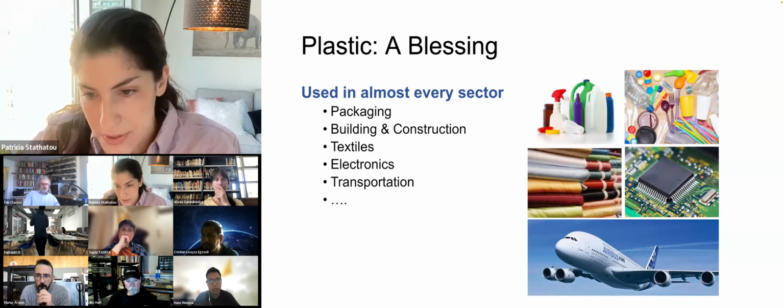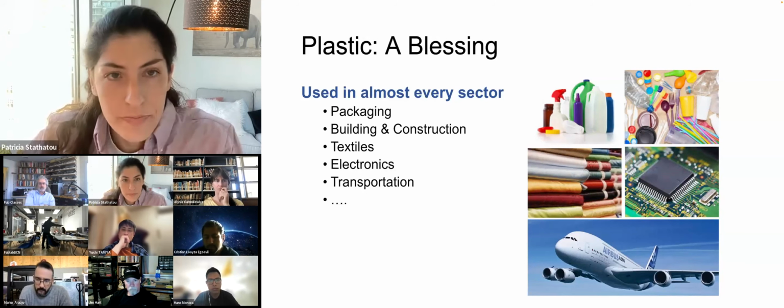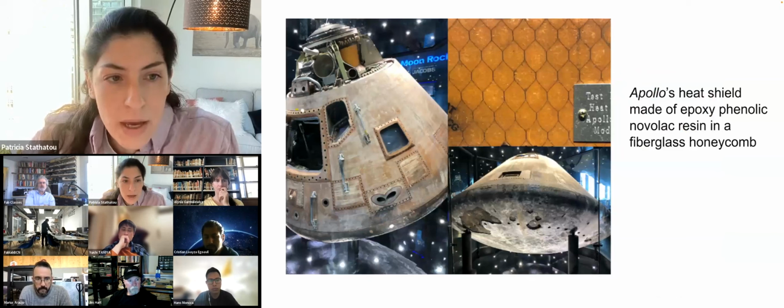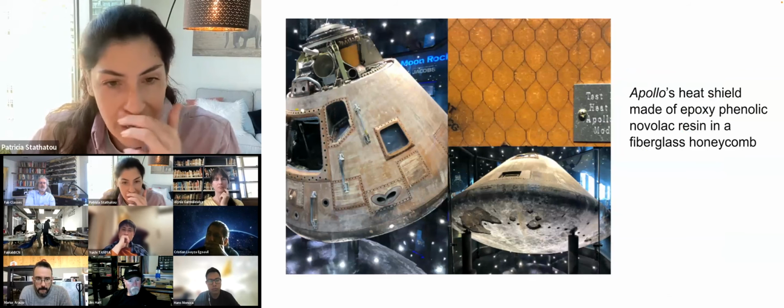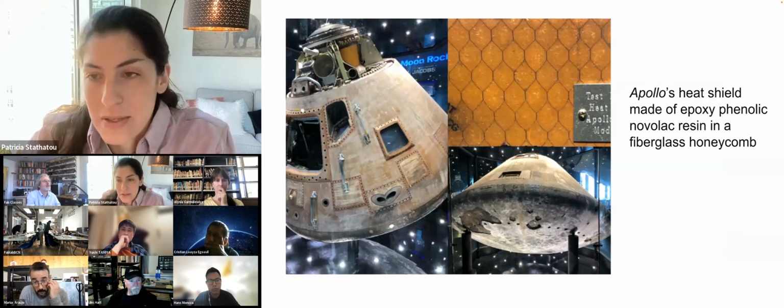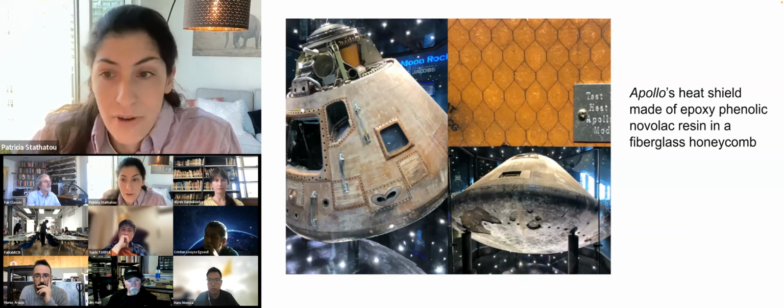You see here the Airbus A380. So 25% of its airframe is made out of plastic composites. Plastic even made spaceflight possible. So you see here a part of the Apollo capsule, the first moon landing capsule, and the heat shield of this capsule was made out of a unique plastic composite made from an epoxy-phenolic resin and fiberglass.